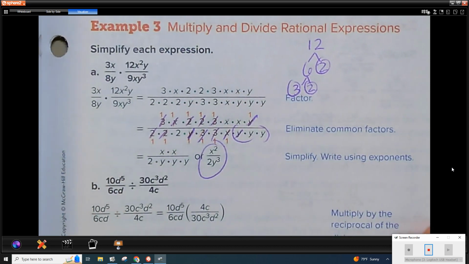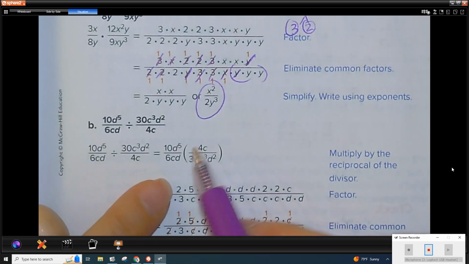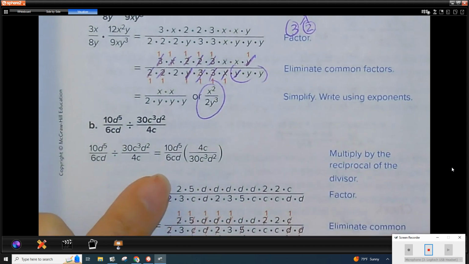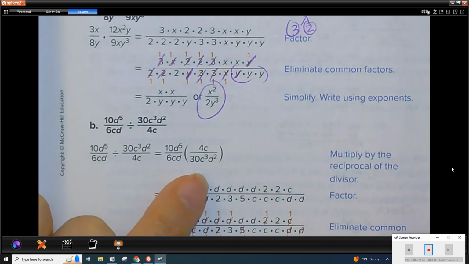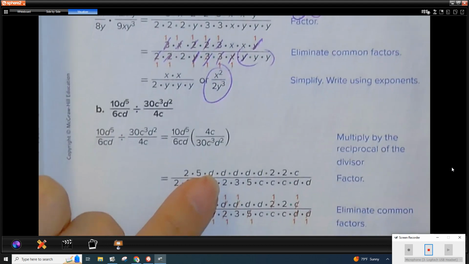Okay, so let's do the division one. So remember division, you flip the second. So 4c goes to the numerator, 30 goes to the denominator. Now, I'm going to show you how I do it. Either way is fine. But what I do is first look at the numbers, see what you could reduce.